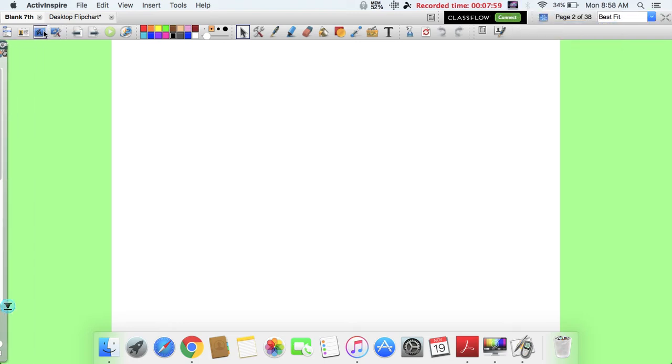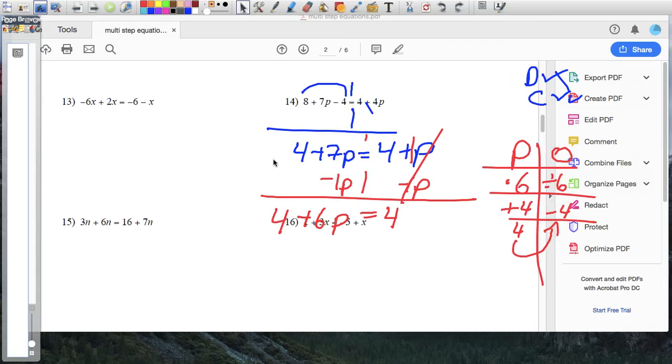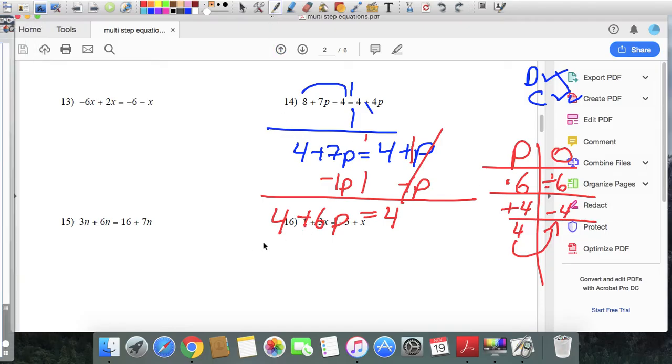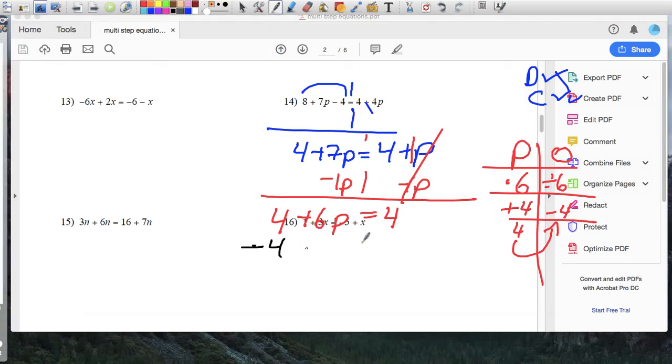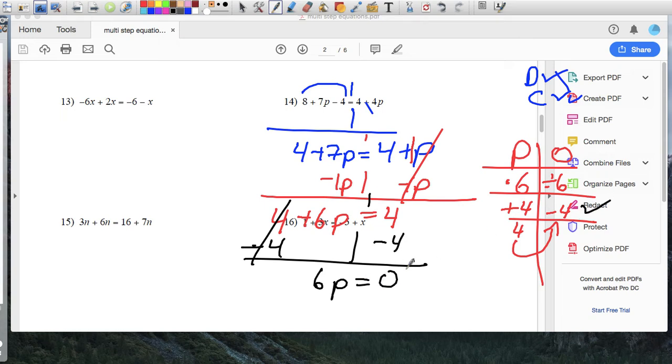So it's going to be, so we have to do minus 4 here, minus 4 here. Let me draw the line in the middle. These go 0. 6p comes down. 4 minus 4 is 0. Check. Gonna have to now divide by 6. Divide by 6. 6 divided by 6 is 1, or just p. And 0 divided by 6 is 0.